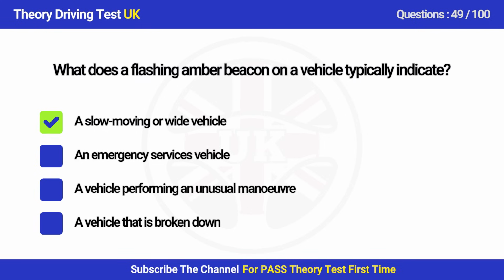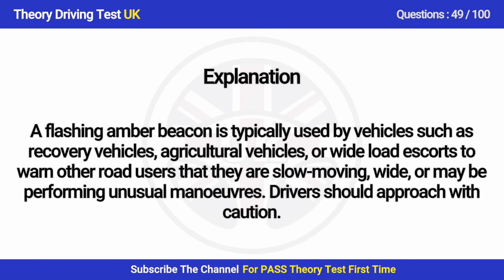Answer is A, a slow-moving or wide vehicle. A flashing amber beacon is typically used by vehicles such as recovery vehicles, agricultural vehicles, or wide-load escorts to warn other road users that they are slow-moving, wide, or may be performing unusual maneuvers. Drivers should approach with caution.